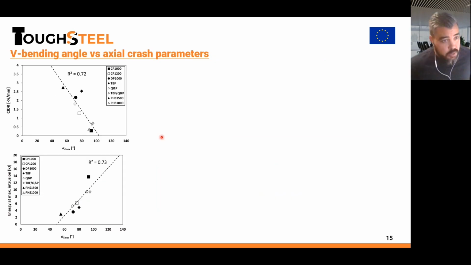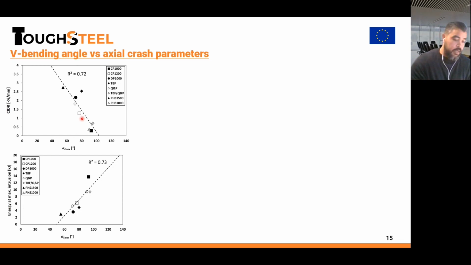Okay, now what happens when we also put all these crack-related parameters, or these energy parameters from the axial crash test, as a function of the bending angle, or this alpha angle determined at maximum force? Well, we can see again, it's well known, widely used in the industry as an indicator of bendability or crash ductility. We can see again a good correlation between this bending angle and this crash index decrease rate, this crack-based parameter, and this energy absorbed at maximum intrusion.